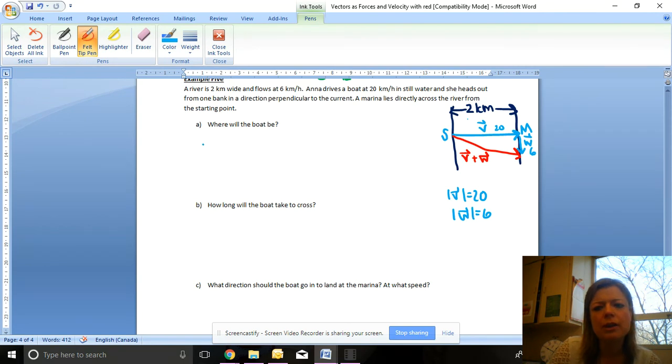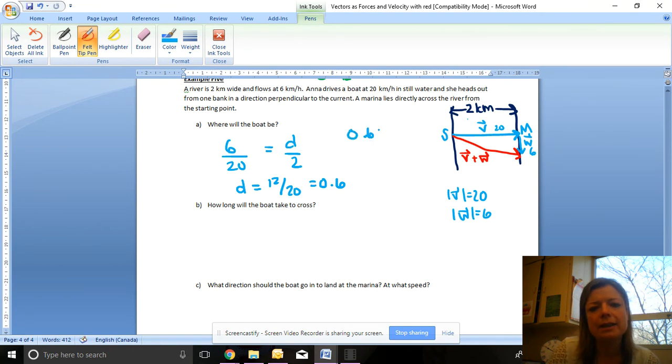Okay, so we know that 6 is to 20 as our distance that we want is to 2. Okay, so this triangle to this is to this. So we can just cross multiply and get that we have 12 over 20 or 0.6. So the boat will land 0.6 kilometers south of the marina.